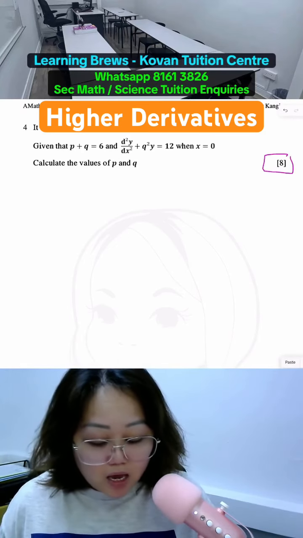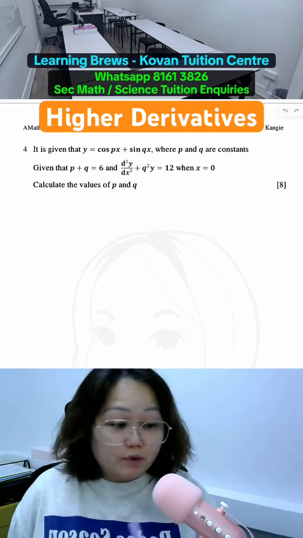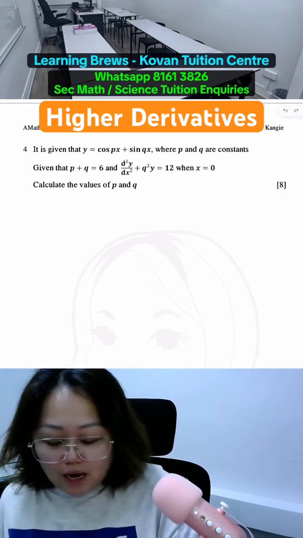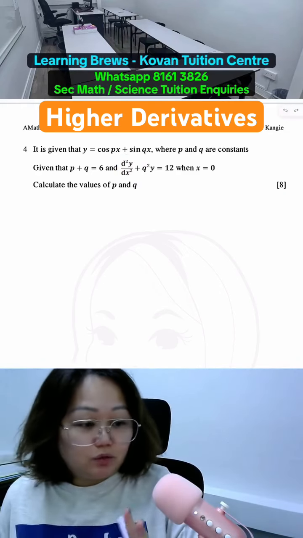This is 8 marks eh. You all better open your eyes big, open your ears big. Okay? So first, we can see that d squared y over dx squared is involved, so that means I need to differentiate 2 times.